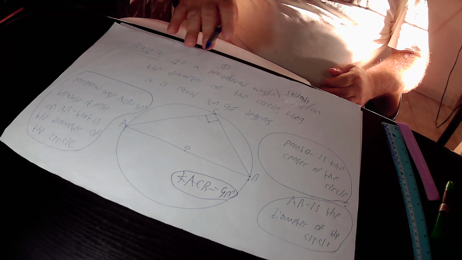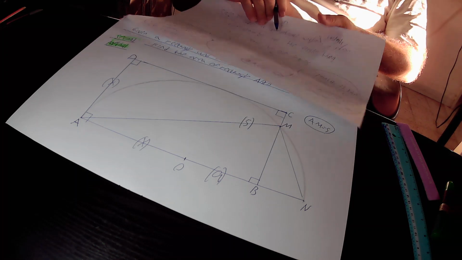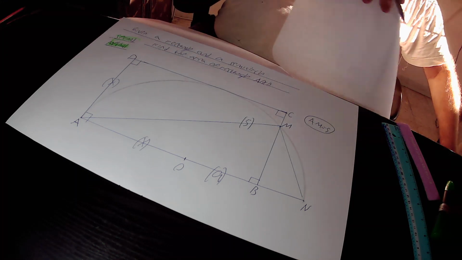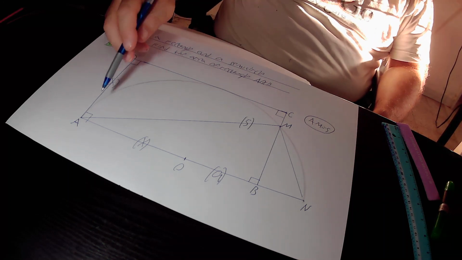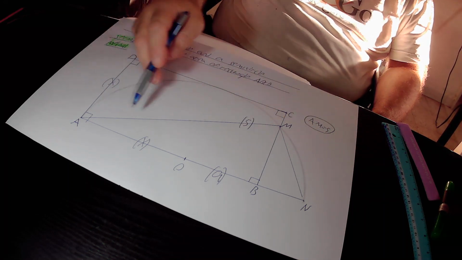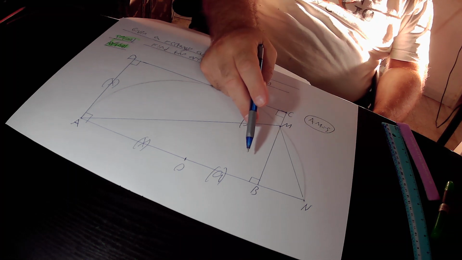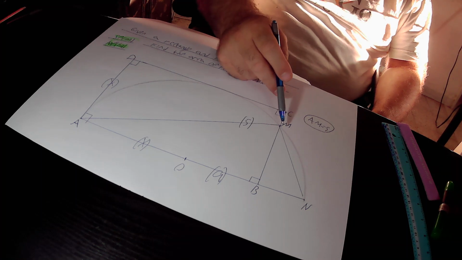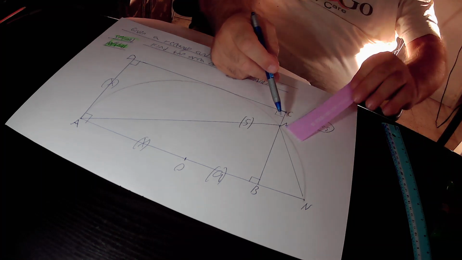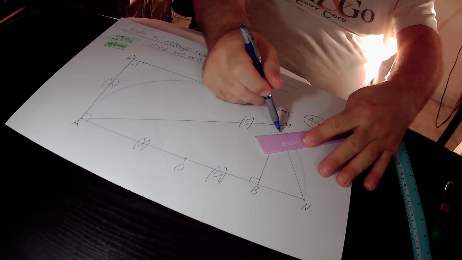So why can we implement rule 7 in our drawing? Because peripheral angle AMN subtends AN, which is the diameter of this semicircle, therefore peripheral angle AMN must be equal to 90 degrees according to rule 7. Okay.